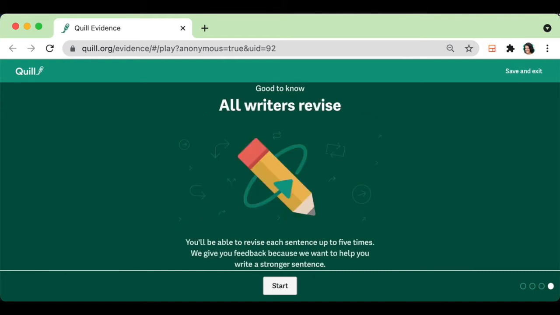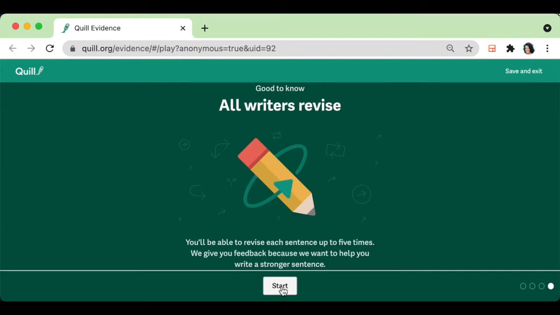And here, students will be reminded of something that we believe at Quill quite deeply. All writers revise. We hope that our tool encourages students to see revision as integral to writing, as a positive experience informed by the just right amount of feedback. At this point, students will begin the activity.